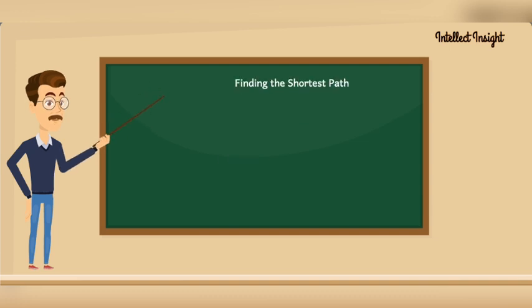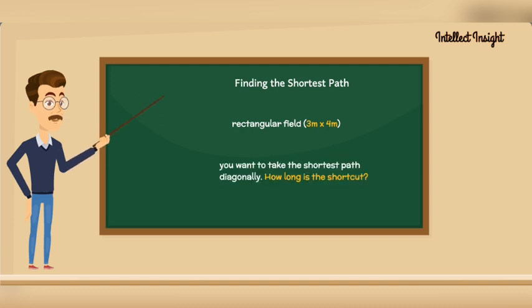Let's take another example: finding the shortest path. You are in a park and instead of walking around a rectangular field 3 meters by 4 meters, you want to take the shortest path diagonally. How long is the shortcut?